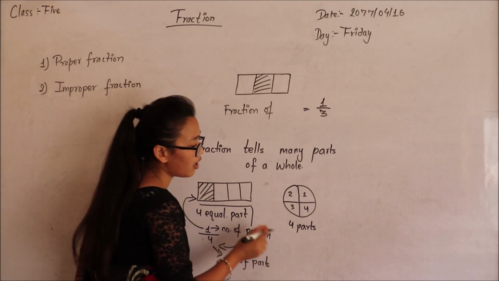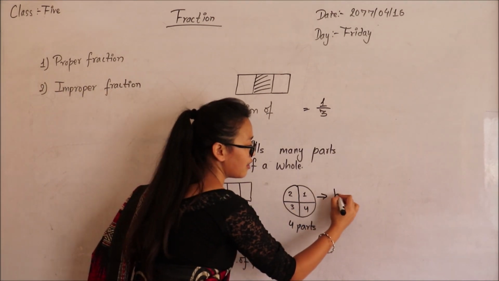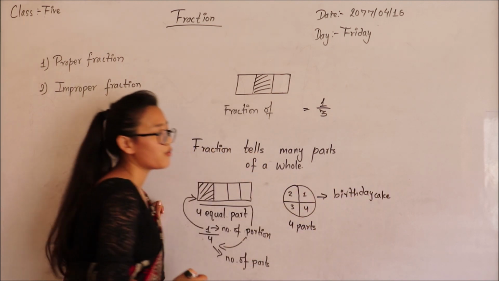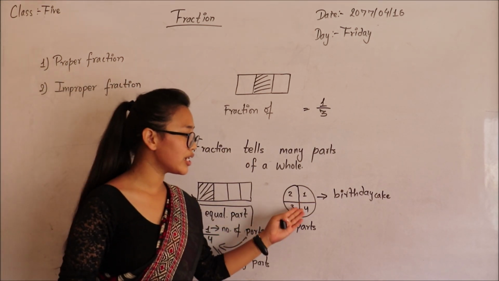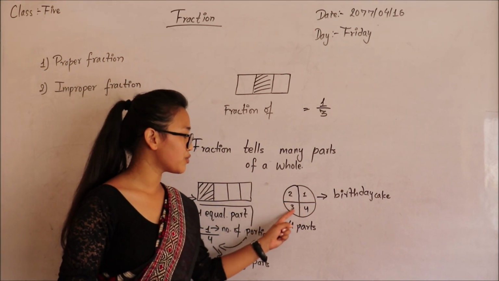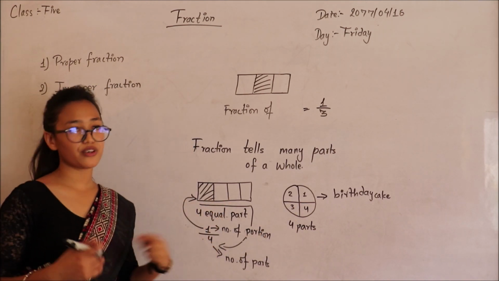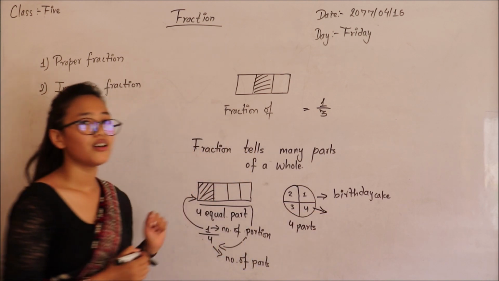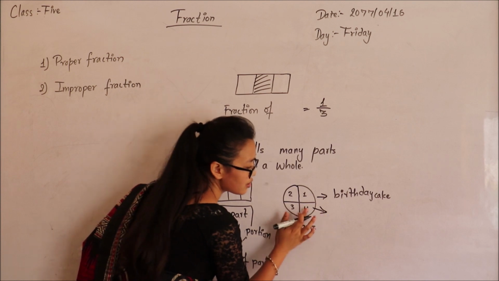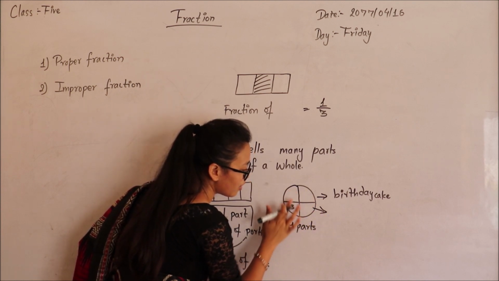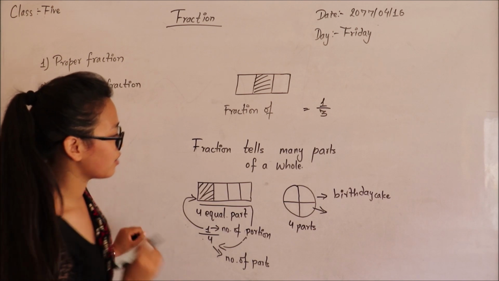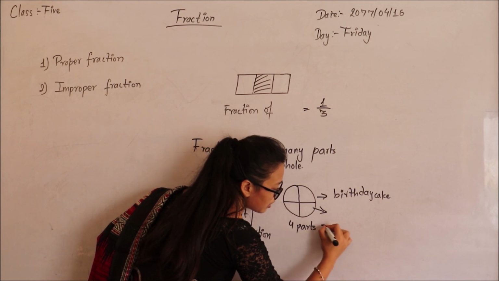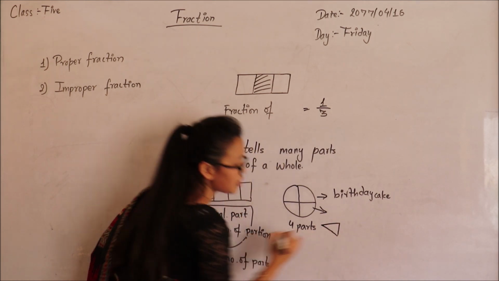Okay, now here, let's suppose this is a birthday cake. You cut it into 4 pieces, 1, 2, 3, 4, to distribute to your family. Now you just pulled out this 4th part. Let's just pull this part out so you don't get confused. How does it look like? It would look something like this.